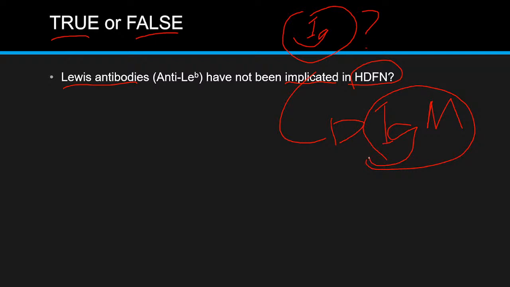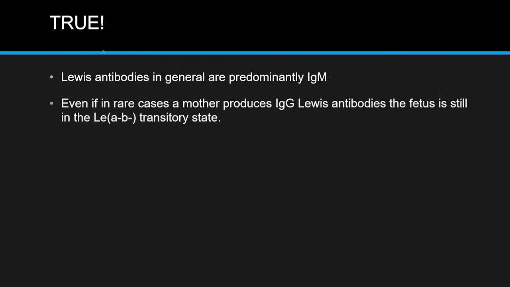Okay, it cannot cross the placenta and therefore it will not be able to affect the baby. So the correct answer is true. It has not been implicated. Correct answer is true. They're predominantly IgM, and even in cases where the mother produces IgG version of Lewis antibody, the fetus is still in the transitory state.